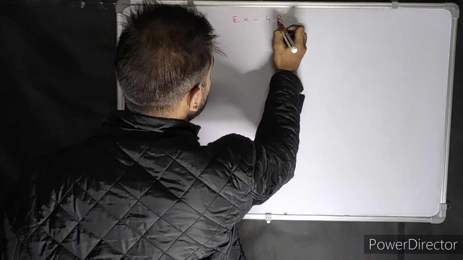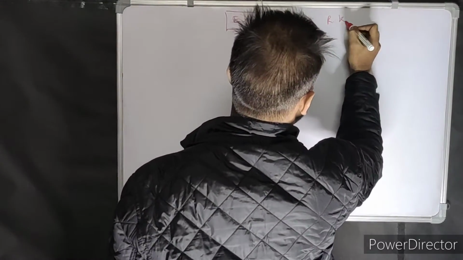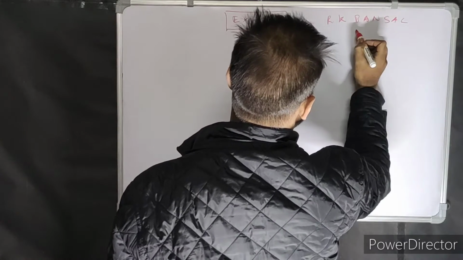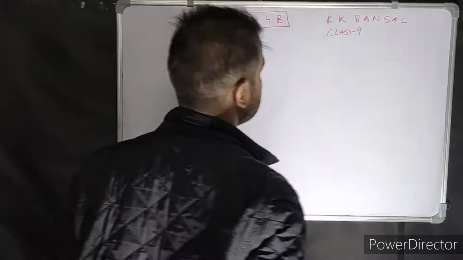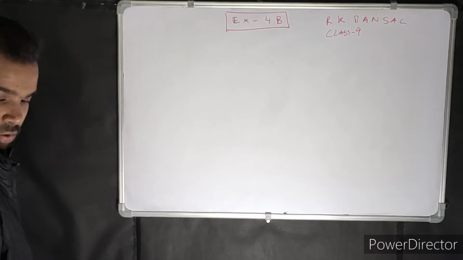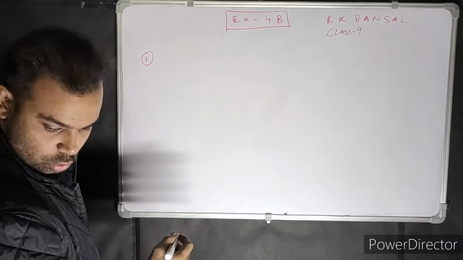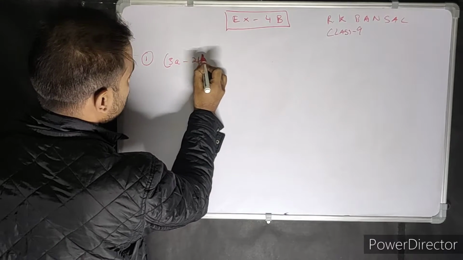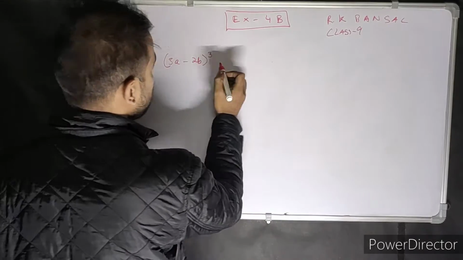Exercise 4B, RK Bansal book, class 9. Okay, so the first question is: find the cube. Part 1, 3a minus 2b whole cube. So this is a minus b whole cube.